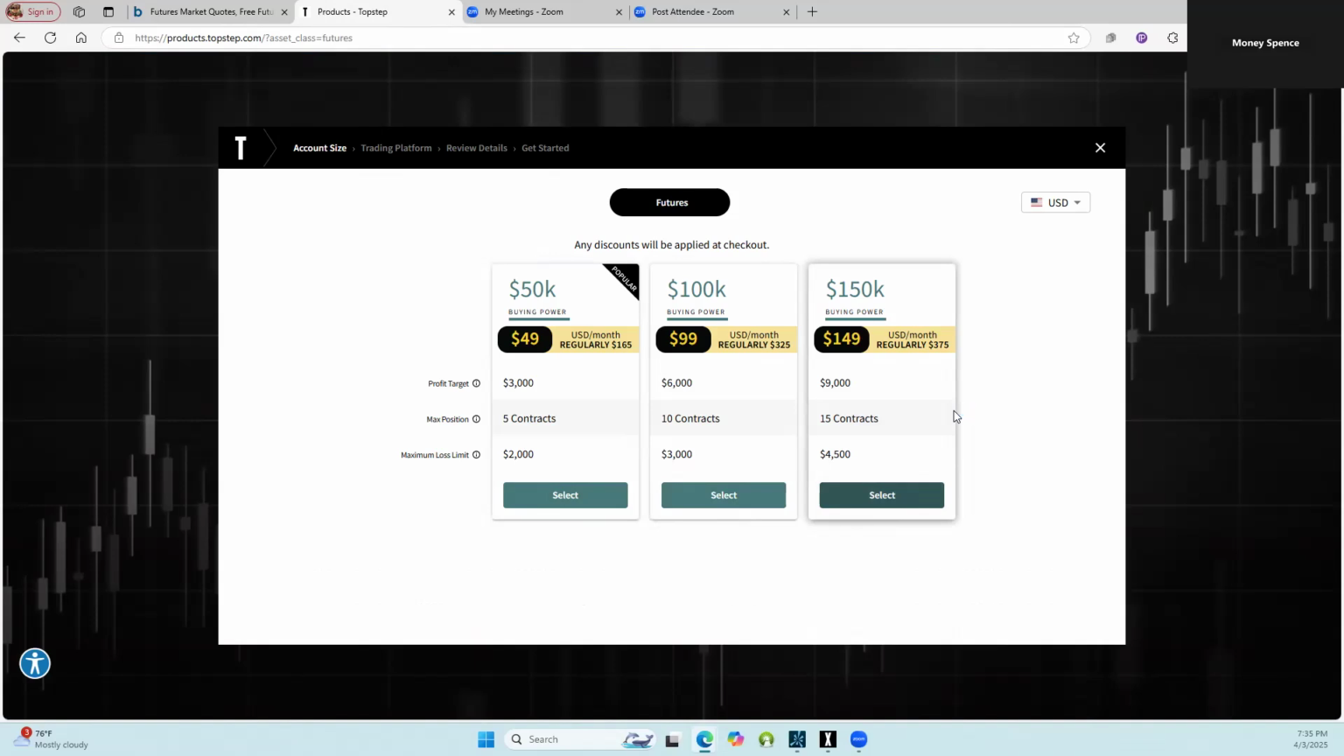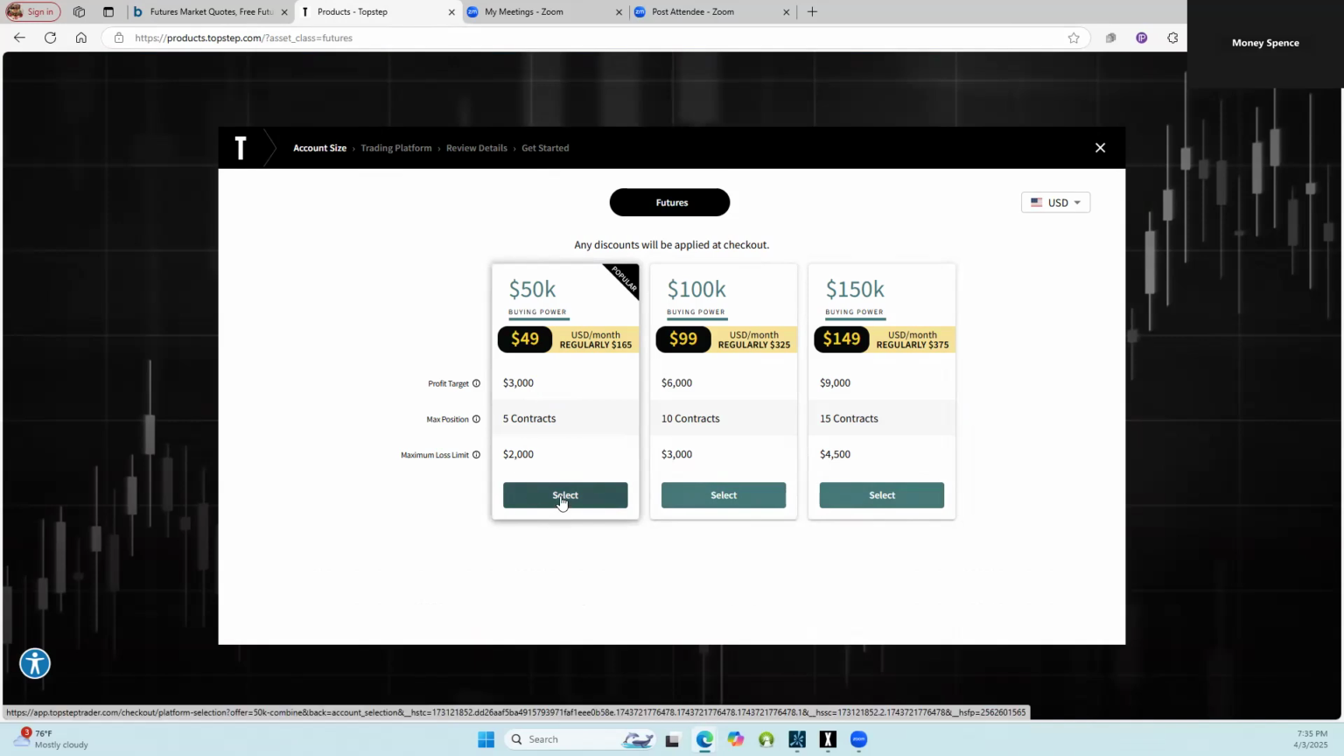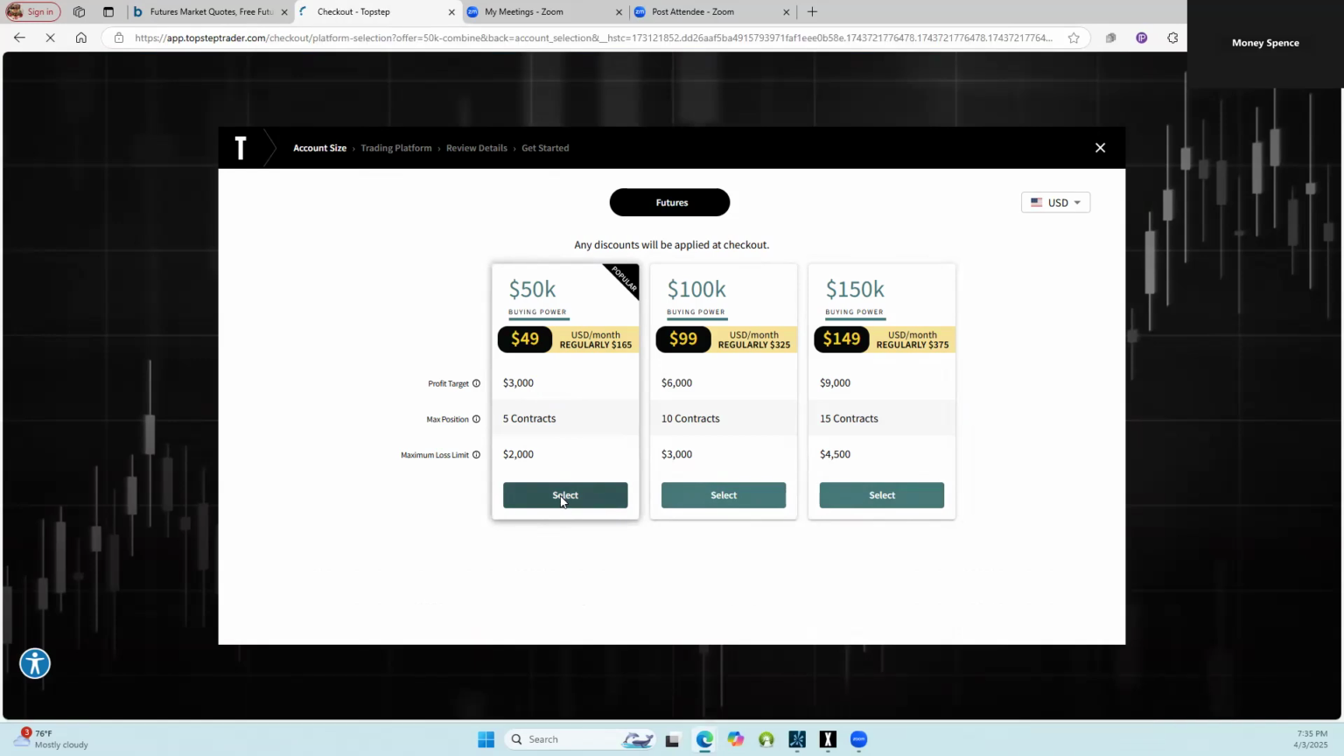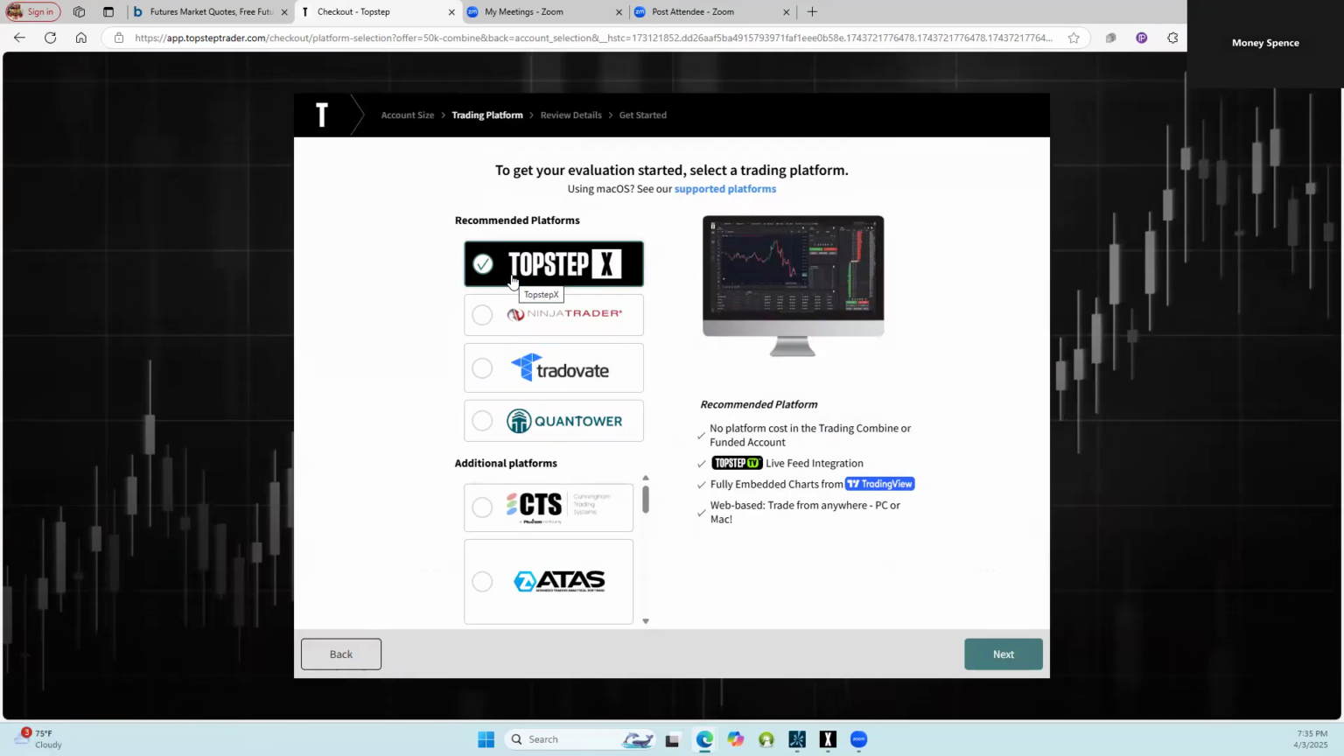This is the first account that I always suggest, and it's the most popular. You'll have to make $3,000 in this account, and the max that you can lose in this account is $2,000. Now, if you do decide to sign up with Top Step to trade futures, you want to click on this option and select Top Step X. Don't select any of these other ones.